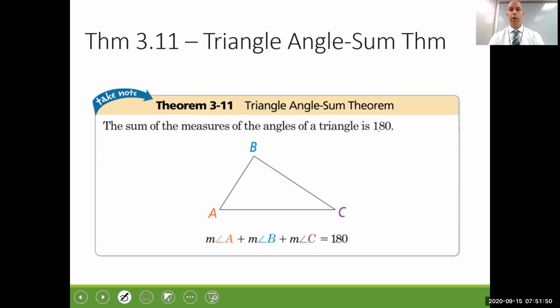The triangle angle sum theorem says, and you probably already know this, the three angles of a triangle add up to 180 degrees. In other words, the measure of angle A plus the measure of angle B plus the measure of angle C equals 180.